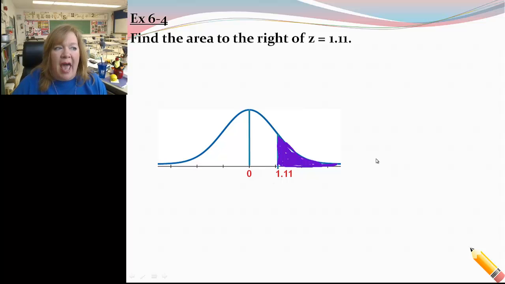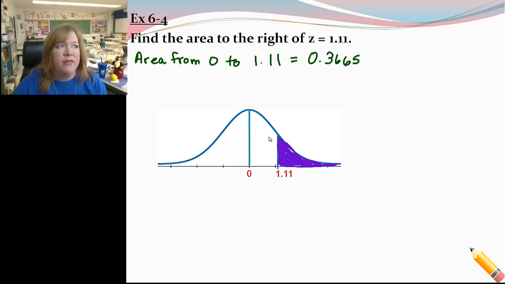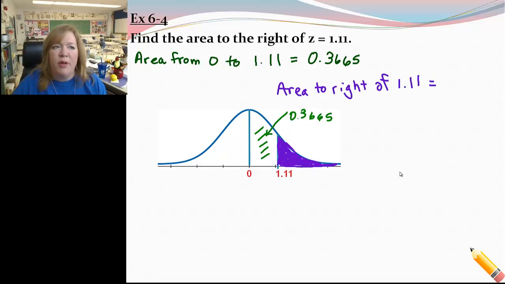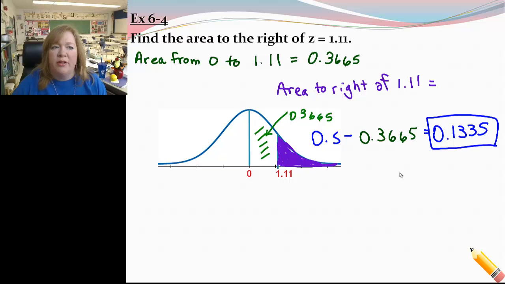So this would be half, and you're going to find this area, this white area in here, and then just subtract it from 0.5. So the area from 0 to 1.11 is going to be 0.3665. You can look that up on your table. So we know how to find this area. That's the area given on our table. Since we know the total area under the curve is 1, and this would be from 0 on over, we would then split it in half, so the area to the right of 1.11 is going to be 0.5 minus the 0.3665, and that's going to give you 0.1335.